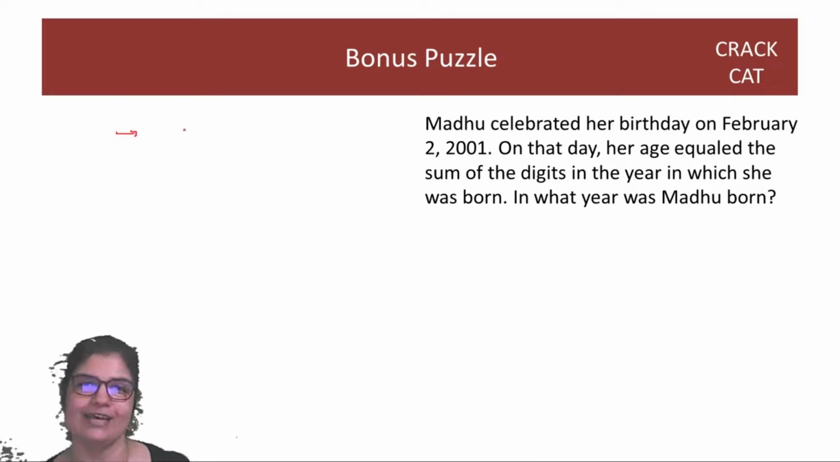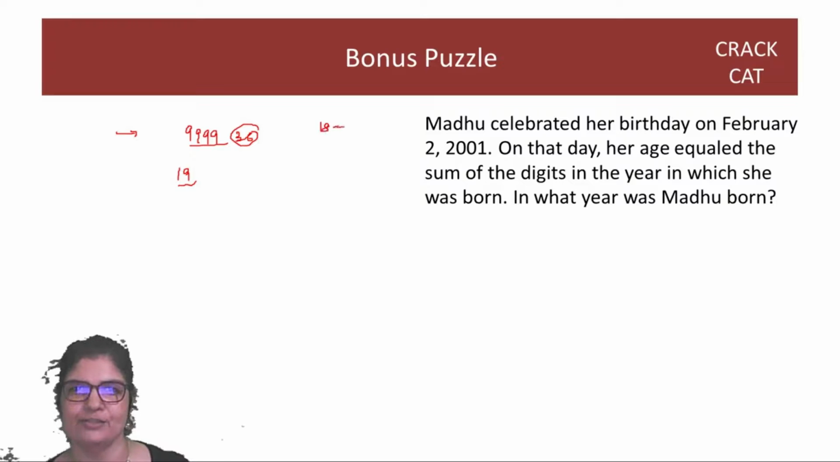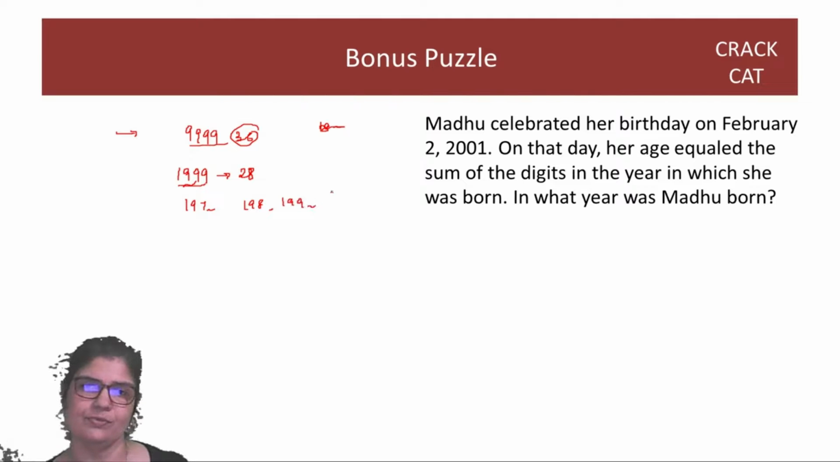So, what is perfect logic? What can her age be at maximum? If you're looking at 4 digits, it will be 36. So she has to be born in the 1900s. She can't be born in the 1800s or something. Now, if I look at 1900, the maximum her age can be is 28. So you are looking at a birth year of 1970s, 1980s or 1990s, one of these, because she was born before 2001.